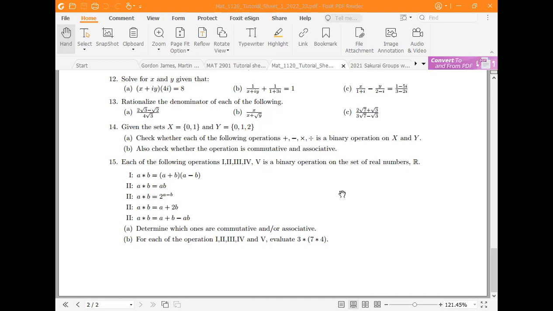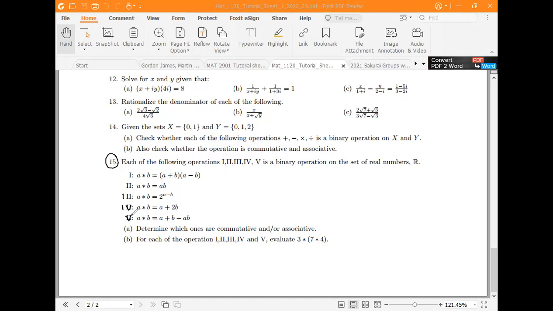So now we want to look at question 15. Each of the following operations, 1 up to 5, is a binary operation on the set of real numbers. So we are told that these operations are binary. Question A: determine which ones are commutative and/or associative. So it's possible that it can be commutative but not associative.